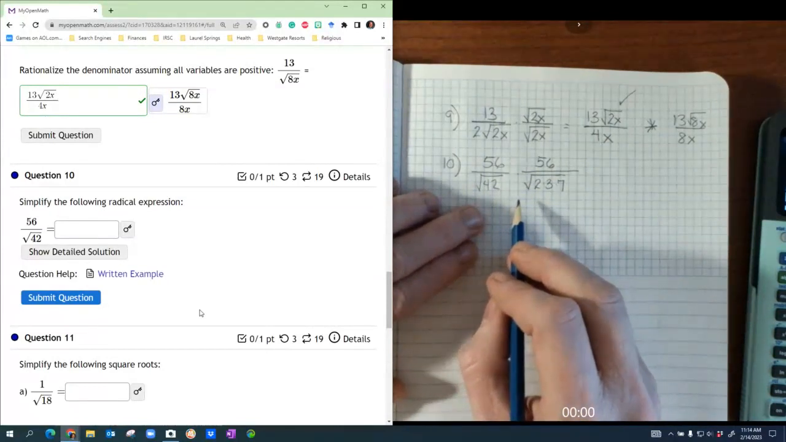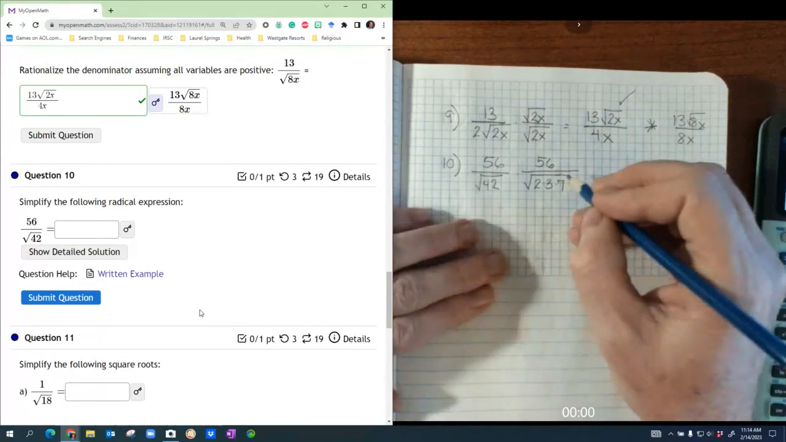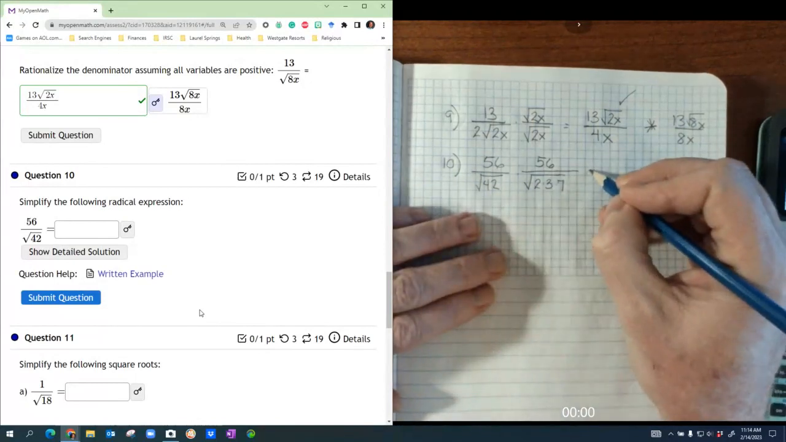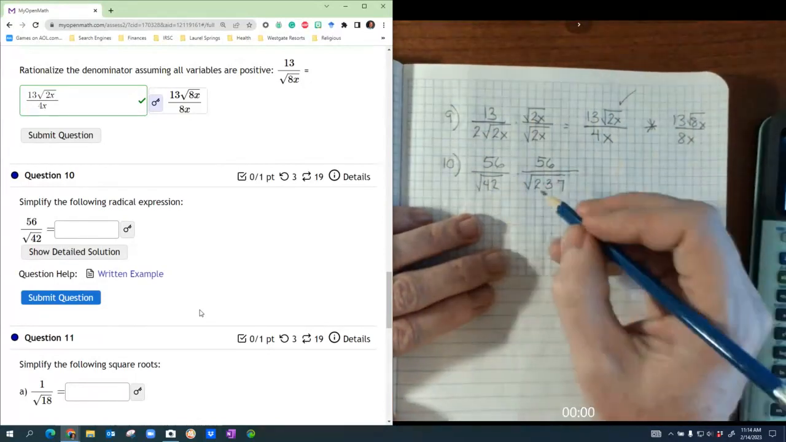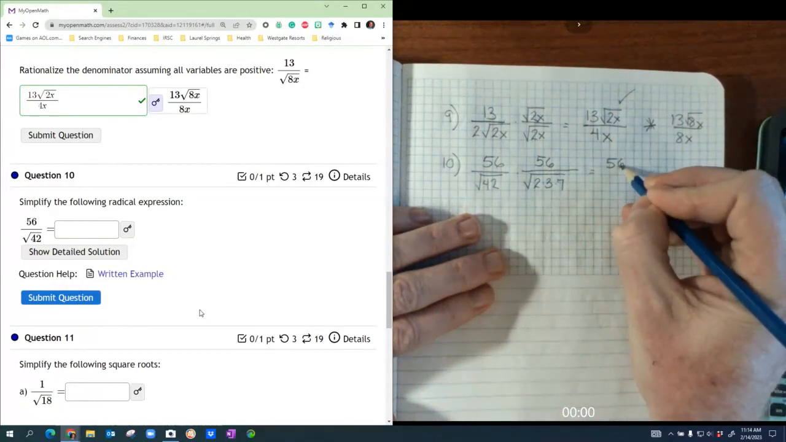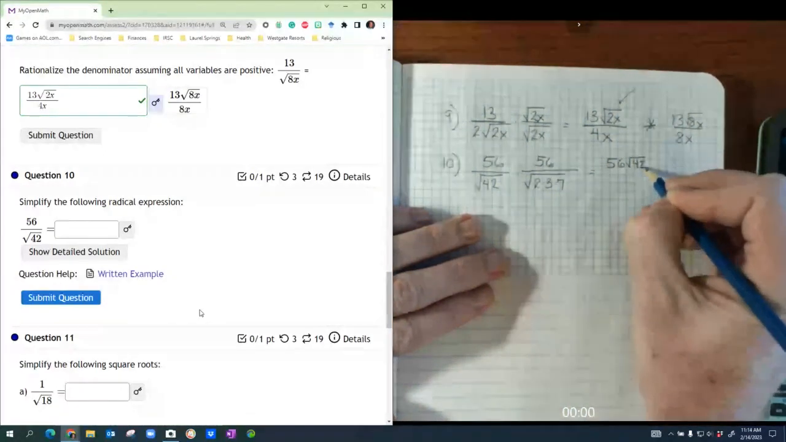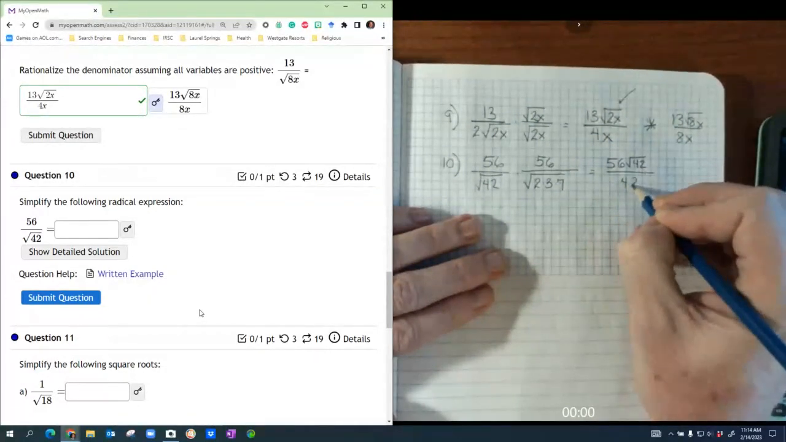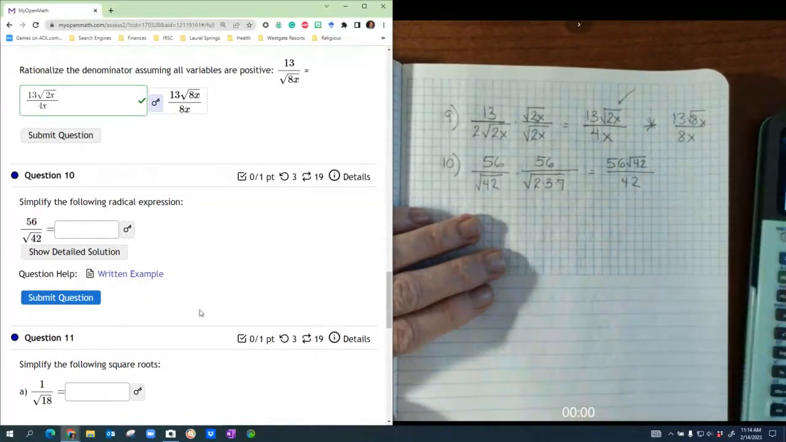So I'm going to go ahead and just multiply both top and bottom by radical 42. So I'm going to go ahead and get 56 radical 42 over 42. And then I'm going to simplify this.